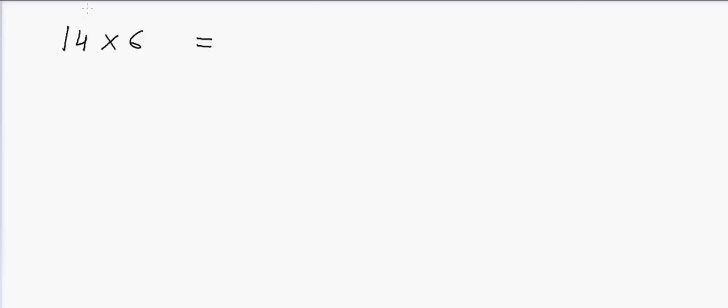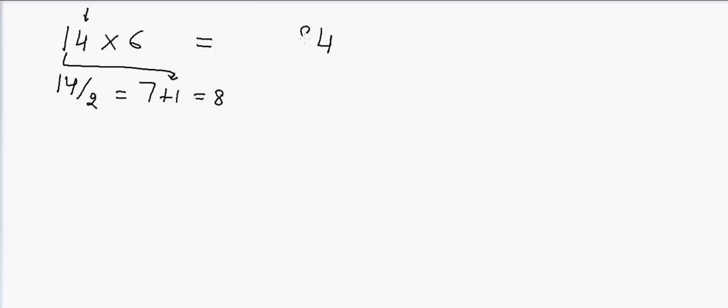First I'll take the last digit of the number which we want to multiply by 6. The last digit here is 4, so I'll just write a 4 here, and then what I'll do is I'll take half of this number. So half of this number is 7, and then I'll take this first digit and add it to the 7, so that will be equal to 8. So my answer will be 84.